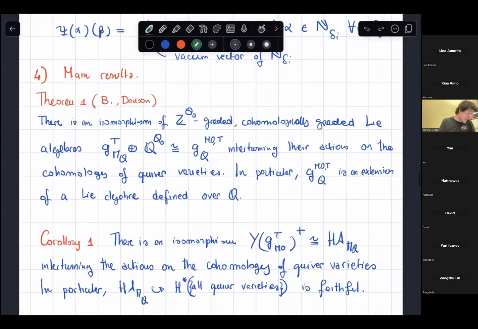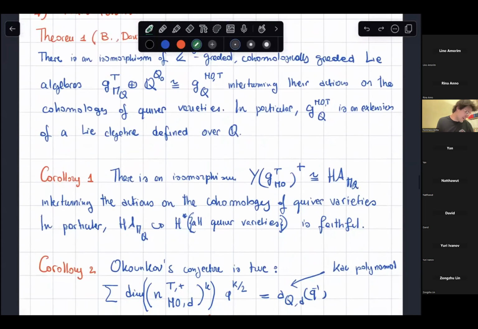And this theorem has some cool corollaries. The first corollary is that there is an isomorphism between the cohomological algebra and the positive part of the Yangian. Again, the Yangian also has some kind of triangular decomposition, and its positive part is isomorphic to the cohomological algebra of the preprojective algebra of the quiver. And once again, this isomorphism intertwines the action on the cohomology of the quiver varieties. So in particular, it follows that the action of the cohomological algebra on the cohomology of all quiver varieties is faithful, which was something expected, but I guess never proved before.